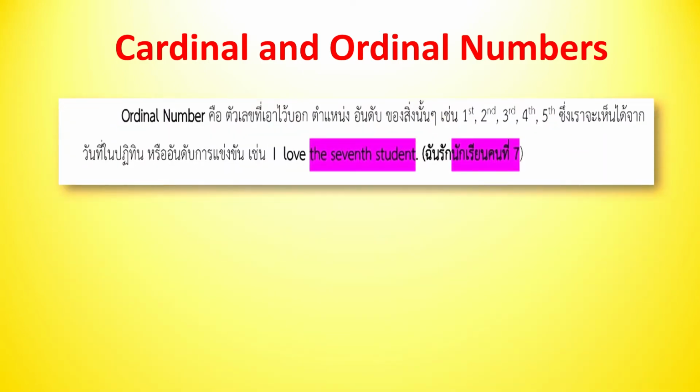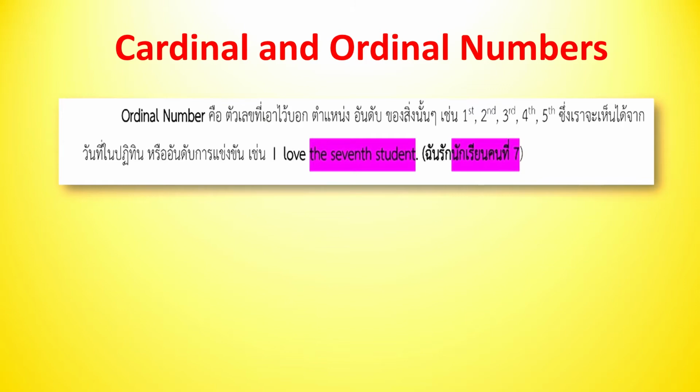And what about ordinal number? Ordinal number gives us the exact position of an object. Ordinal numbers tell the position of an object rather than the quantity, such as the first, the second, the third, the fourth, and the fifth.